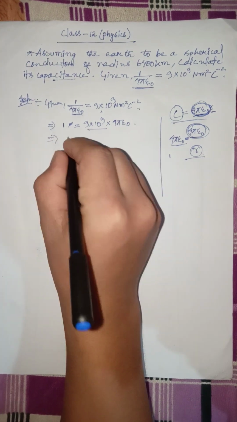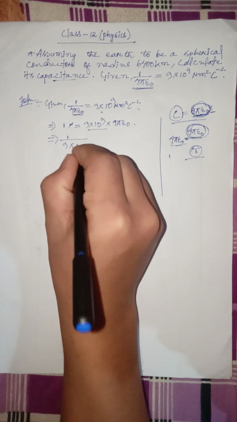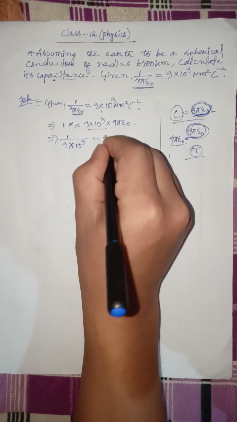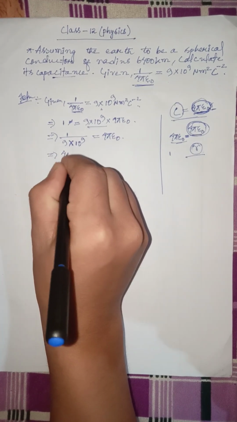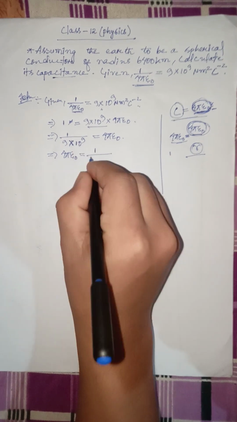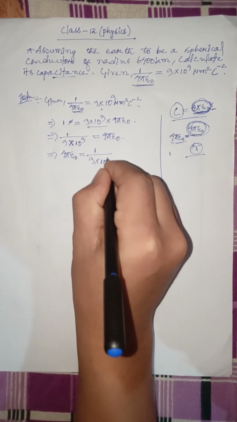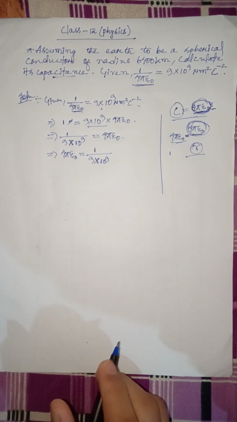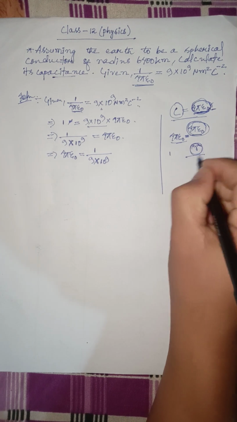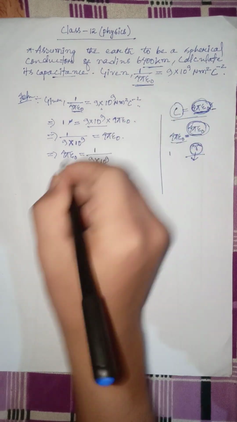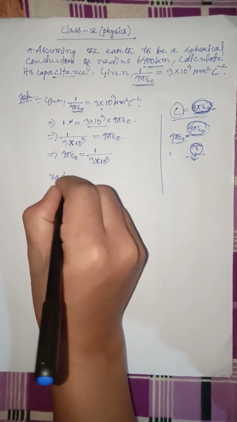Now just move this to the other side, then simply it will be 1 by 9 into 10 to the power 9, 4 pi epsilon naught. Here let us bring 4 pi epsilon naught to that side again, and after that it will be 9 into 10 to the power 9, right? Now we got the value of 4 pi epsilon naught, and what is the next that we need to find? It is r. Actually it is given in the question itself. Radius.